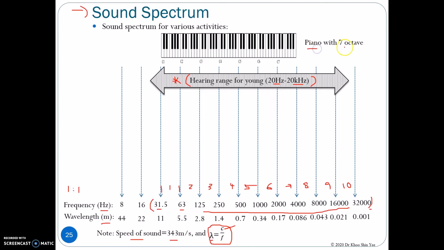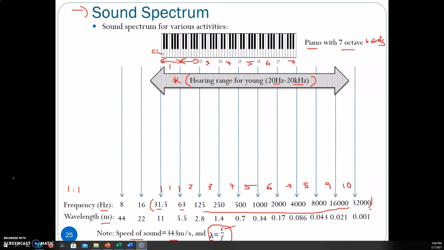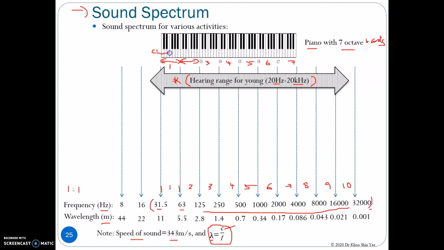For a piano, it consists of 7 octave bands, where this is the first band, this is the second band, third band, fourth band, fifth band, sixth band, and seventh band. Let's play the piano for the first octave band here. So this is the C1 note, which is representing the Do note. You are listening to 7 sounds playing at these 7 notes here.